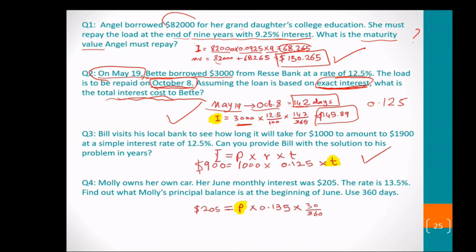This again is an example on simple interest. Here it asks for the time. It gives the interest, the principal, and the rate, and asks for the time. In this question, it asks for the principal and gives all other information.